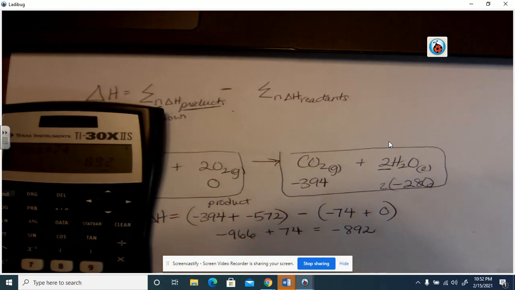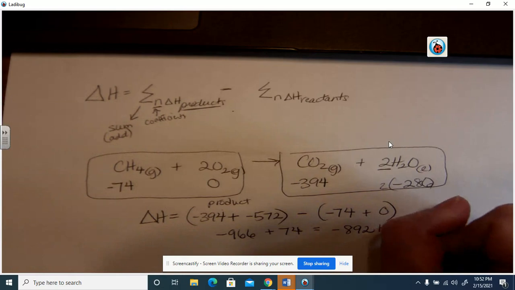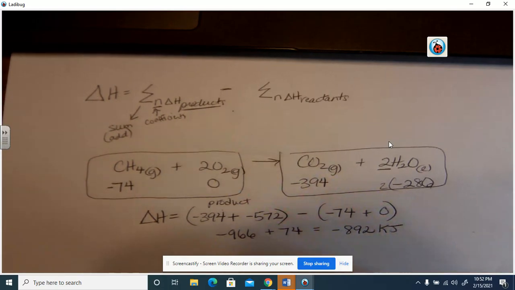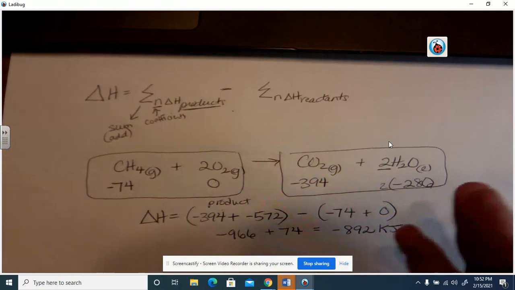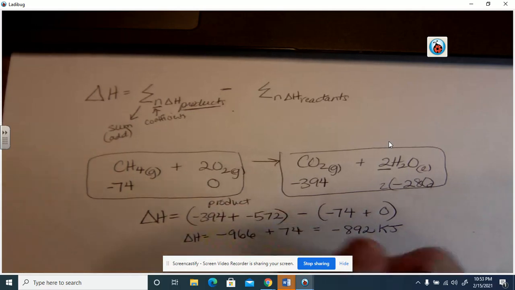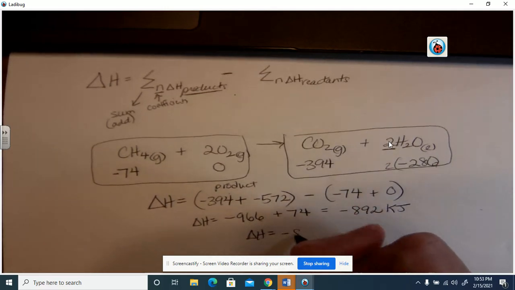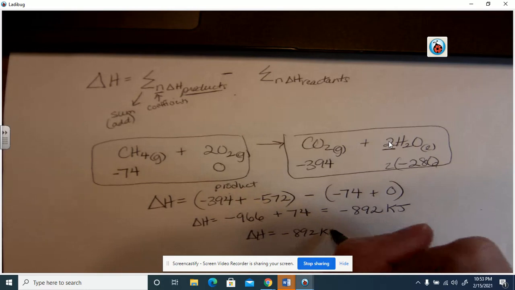And so what does that mean? Negative 892 what? That's how many kilojoules were produced in this reaction. That's the change in the heat of the reaction. That's the delta H. Delta H is negative 892 kilojoules.